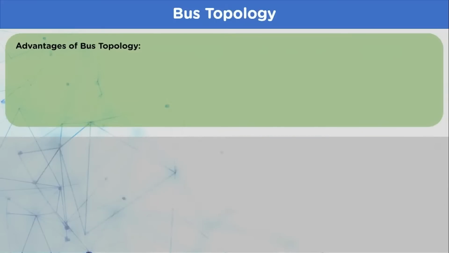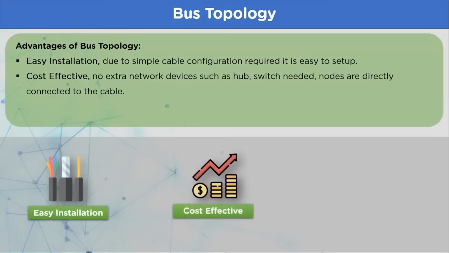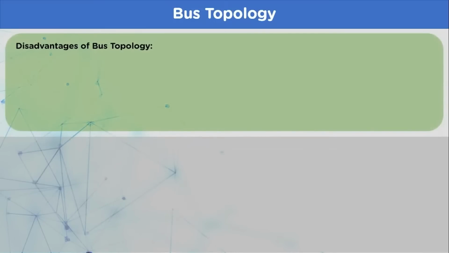Advantages of bus topology. It is easy to set up due to the simple configuration settings. This setting is also cost effective as it requires only a network cable for the connection. In the case of a crashed node, the whole network remains unaffected as it does not have any direct connection to the other node.